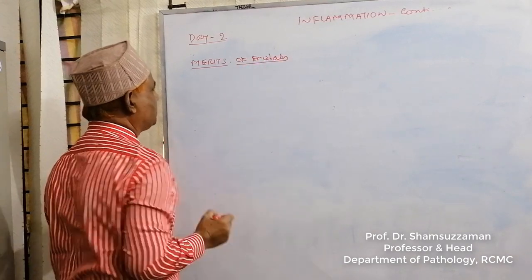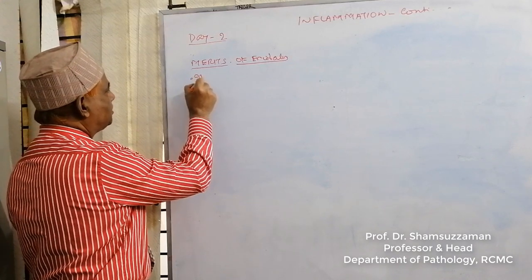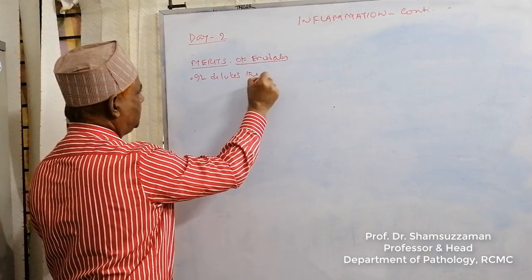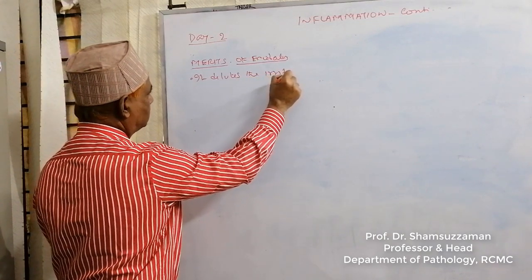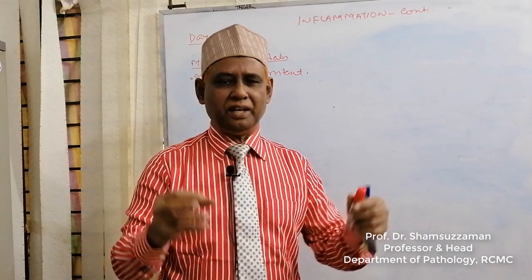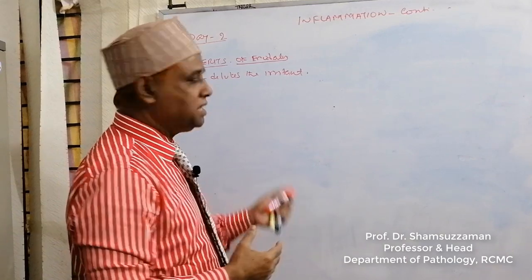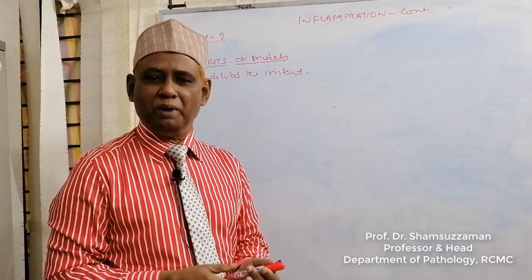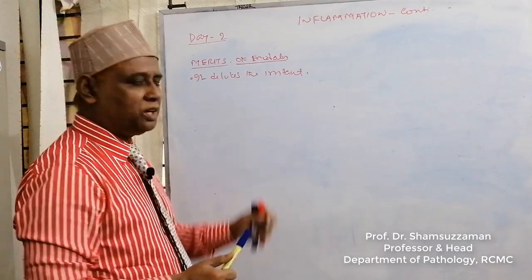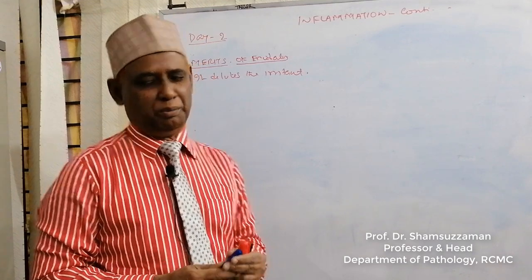Merits of exudates. Number one merit is it dilutes the irritant, that is the injurious agent that is associated with acute inflammation. This injurious agent is nothing but the irritant. The irritant is diluted by exudate. If the irritant is diluted by exudate, what will happen there? The irritation at the site of acute inflammation will be diminished.